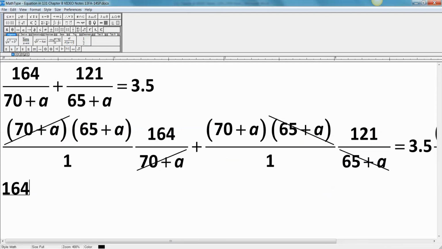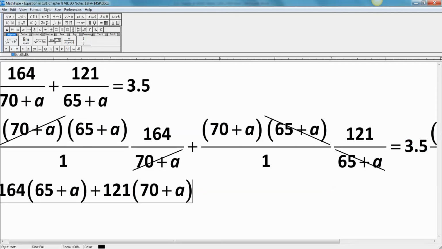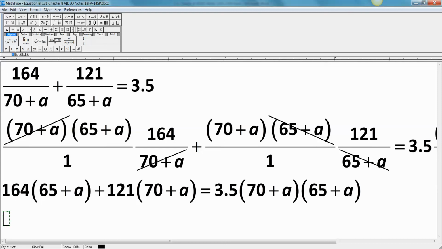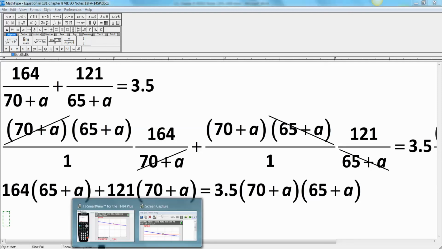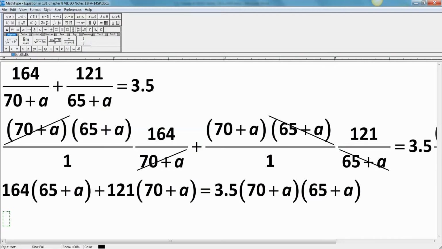Okay, so we have 164 times 65 plus A, and then plus 121 times 70 plus A, and then this whole thing equals 3.5 times 70 plus A times 65 plus A, because nothing went away on that side. Now we have no more fractions though, so that's good. Okay, so now we're going to distribute. 164 times 65 is 10660.